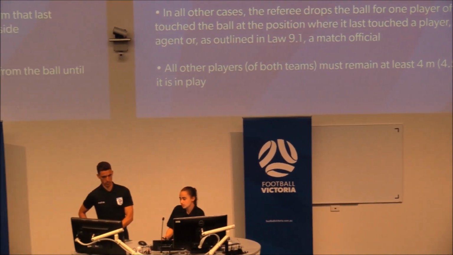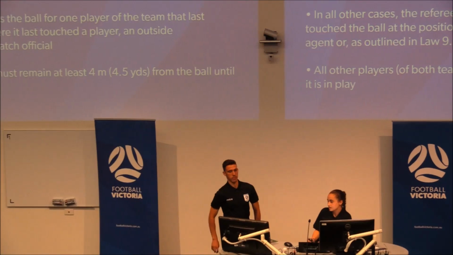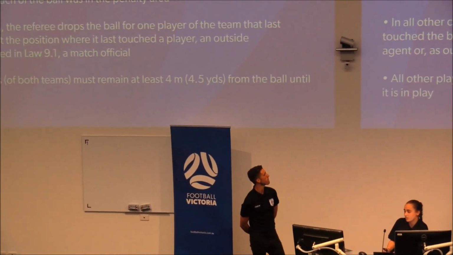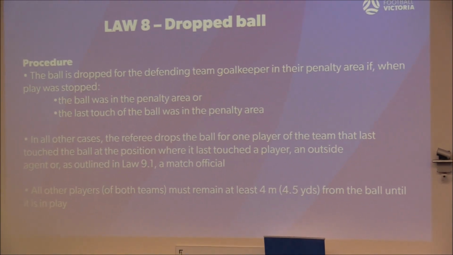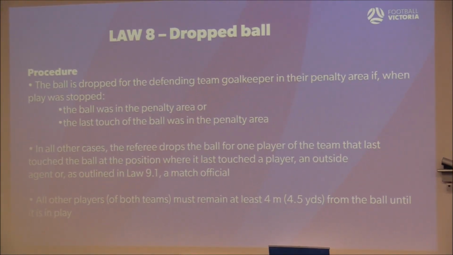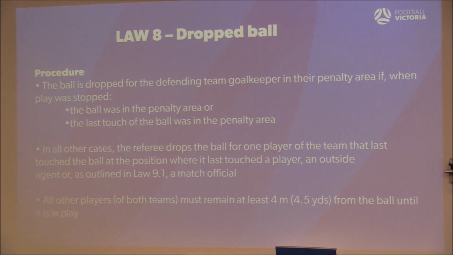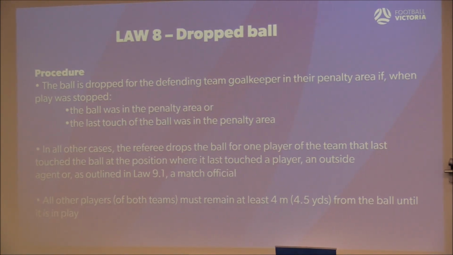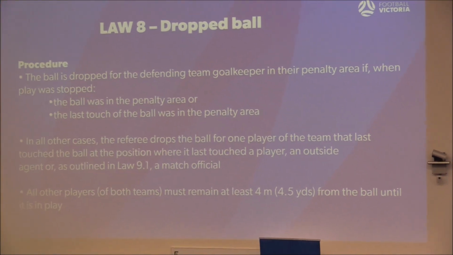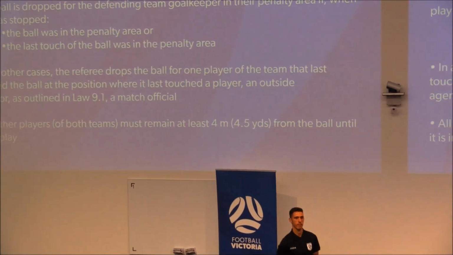Law 8, drop ball. The drop ball is for the defending team goalkeeper in their penalty area if, when play was stopped, the ball was in the penalty area or the last touch of the ball was in the penalty area. In all other cases, the referee drops the ball for one of the players that last touched the ball at the position where he last touched the player, an outside agent, or as outlined in Law 9.1, a match official. All other players of both teams must remain at least 4 metres, 4.5 yards from the ball until it is in play. I think that one is pretty simple.